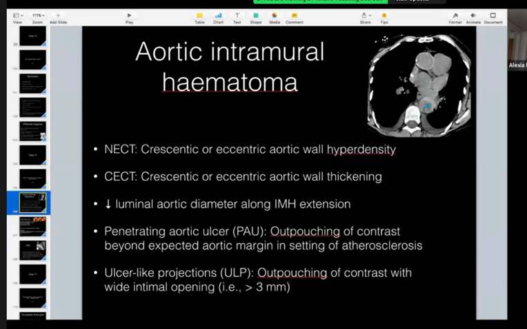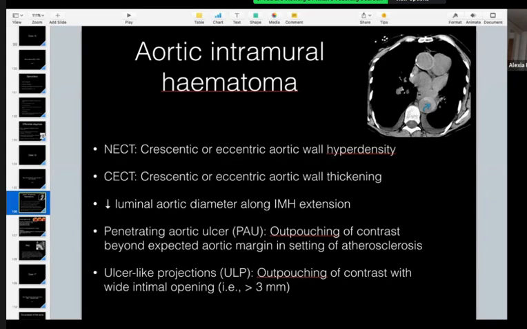And then on contrast enhanced CT, there was eccentric aortic wall thickening. There's decreased luminal aortic diameter along the extension. In this case, it was quite extensive, extending down to the abdominal aorta as well. And you were correct in looking for a penetrating aortic ulcer or anything similar to that.